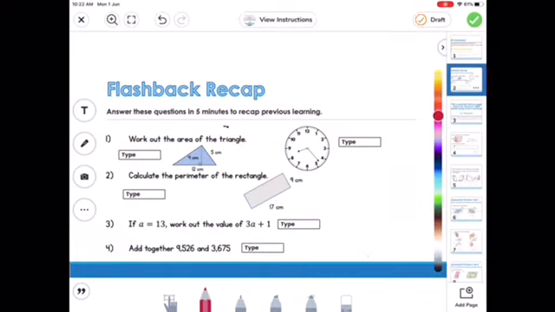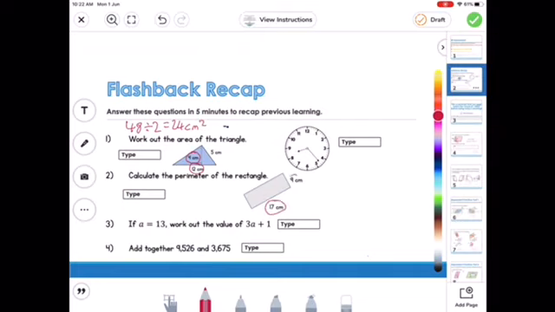Well, to find the area of the triangle, it is the base times height and then find half of that. So 12 times 4 is 48. Then we need to divide 48 by 2. That's 24 centimeters squared. Number 2, calculate the area of the rectangle.